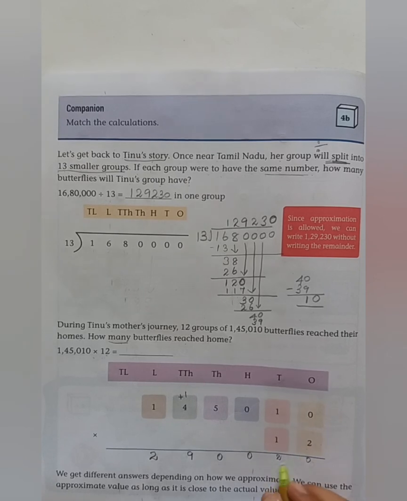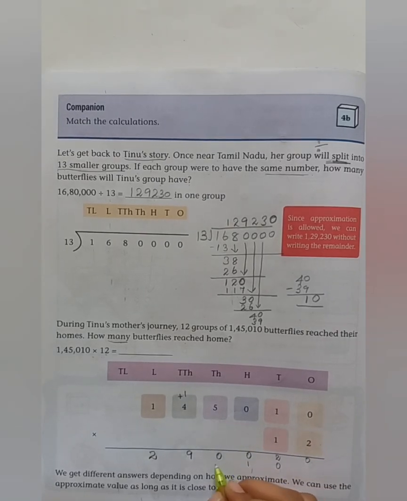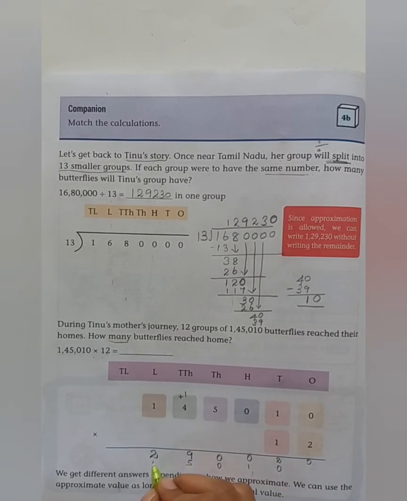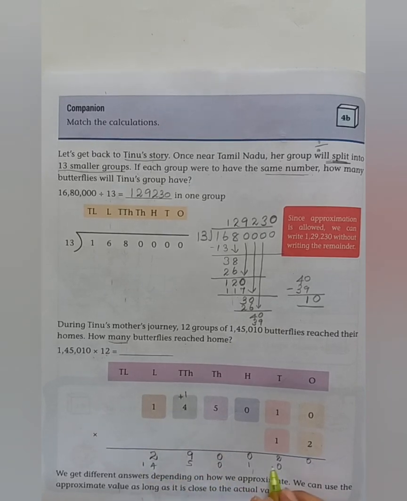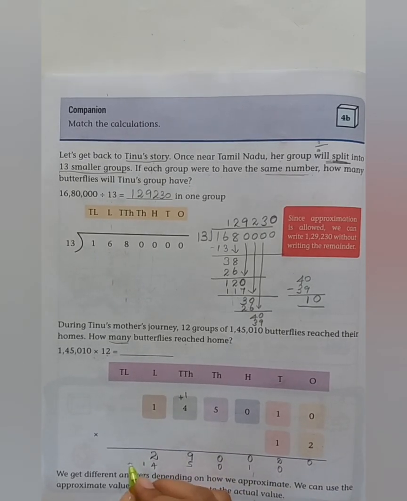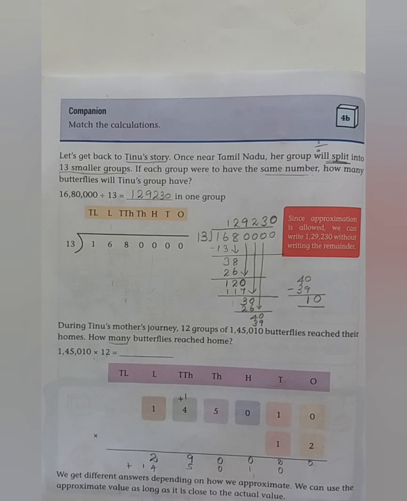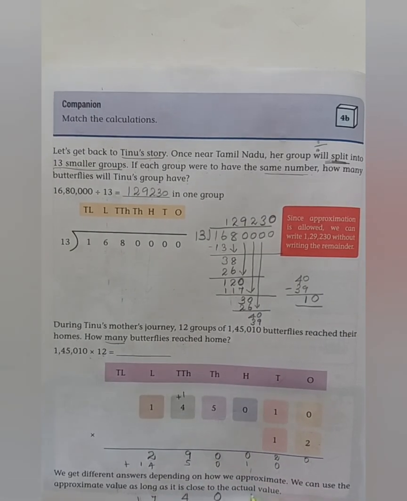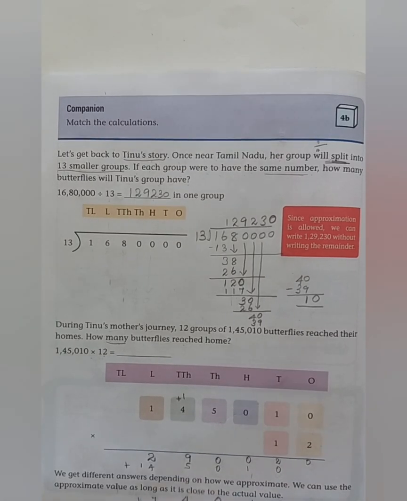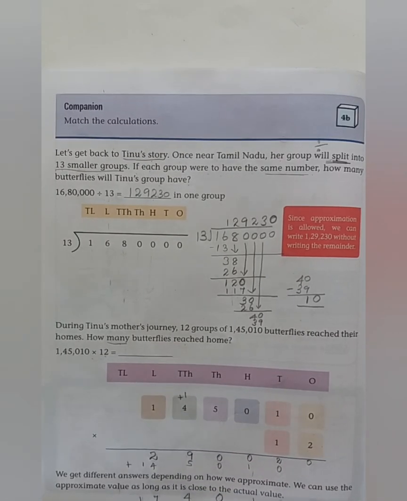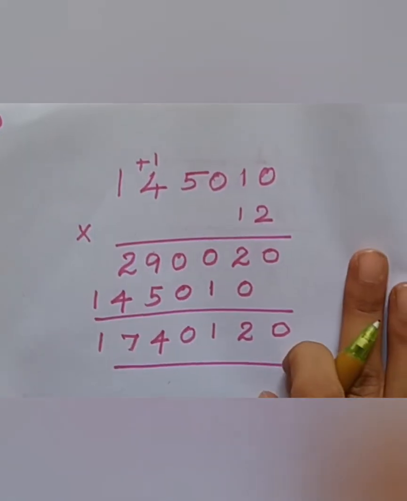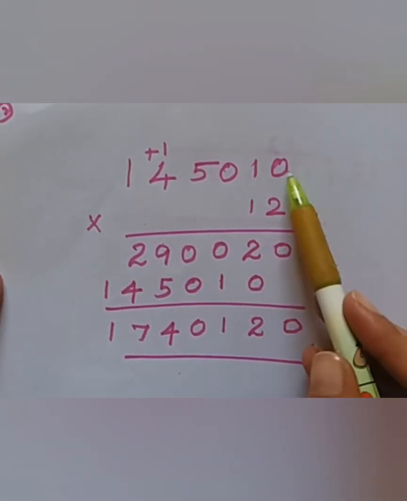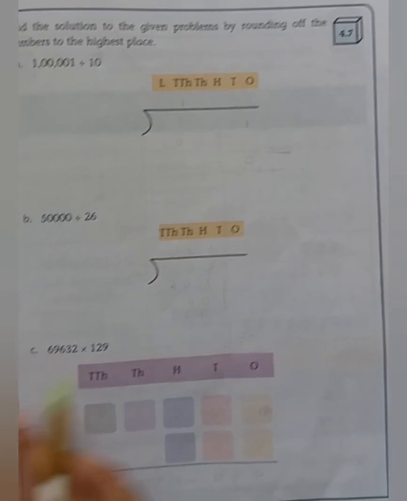To multiply in the tens place, we are going to multiply by 1. So you will get the same answer. Any number multiplied by 1, you will get the same answer. So if you add these 2 numbers, while doing multiplication we used to do addition, you will get the answer as 17,40,120. So here I have done it for a clear view. You can refer to this sheet of paper. Now just move on to the next page.